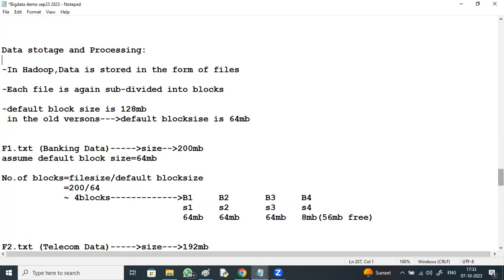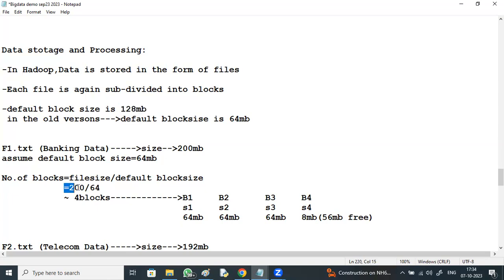Yes. So it is 200 by 64. In Hadoop, data is always stored in the form of files. The file will be divided into multiple parts, into 64 MB blocks or 128 MB blocks. By default, if you don't give anything, it will take 128. Or we can set it to 64, or you can set your own size, like 50 or 100.